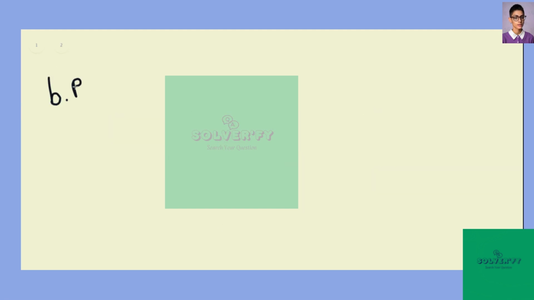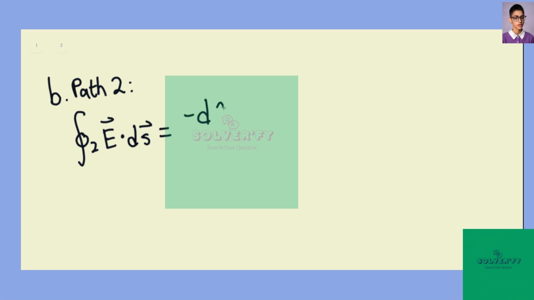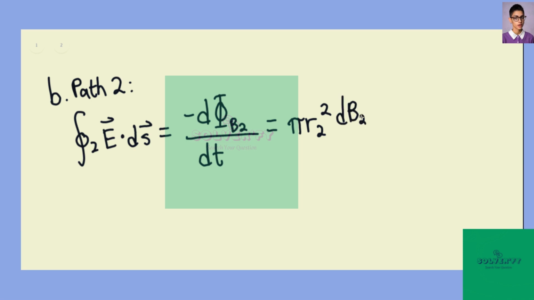For part B, we have path 2, and so we do the exact same calculations. This is going to be equal to negative change of magnetic flux of B sub 2 with respect to time. This would be pi r sub 2 squared multiplied by dB sub 2 with respect to time dt.